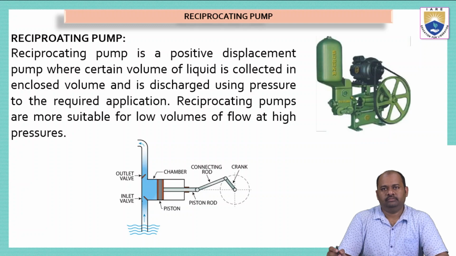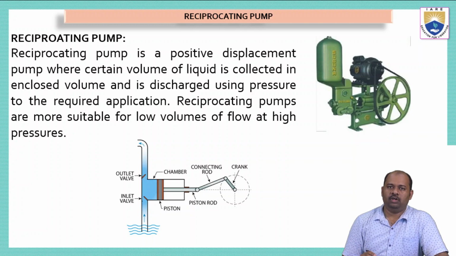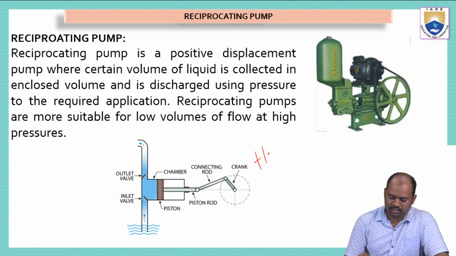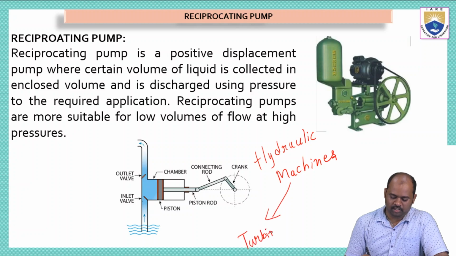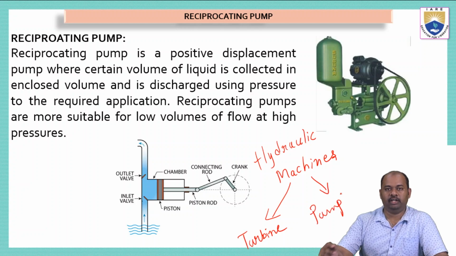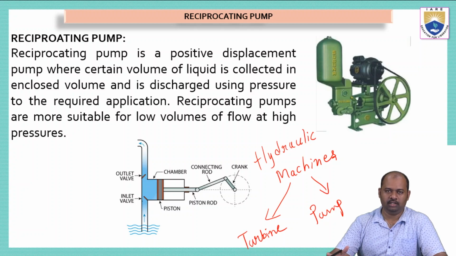So let us see. First of all, we have to understand the broad classification of any type of hydraulic machine. If there is a hydraulic machine, these hydraulic machines are broadly divided into two types. One is turbine and the second one is pump. These are the two types of hydraulic machines that are available in the market or in the engineering society.